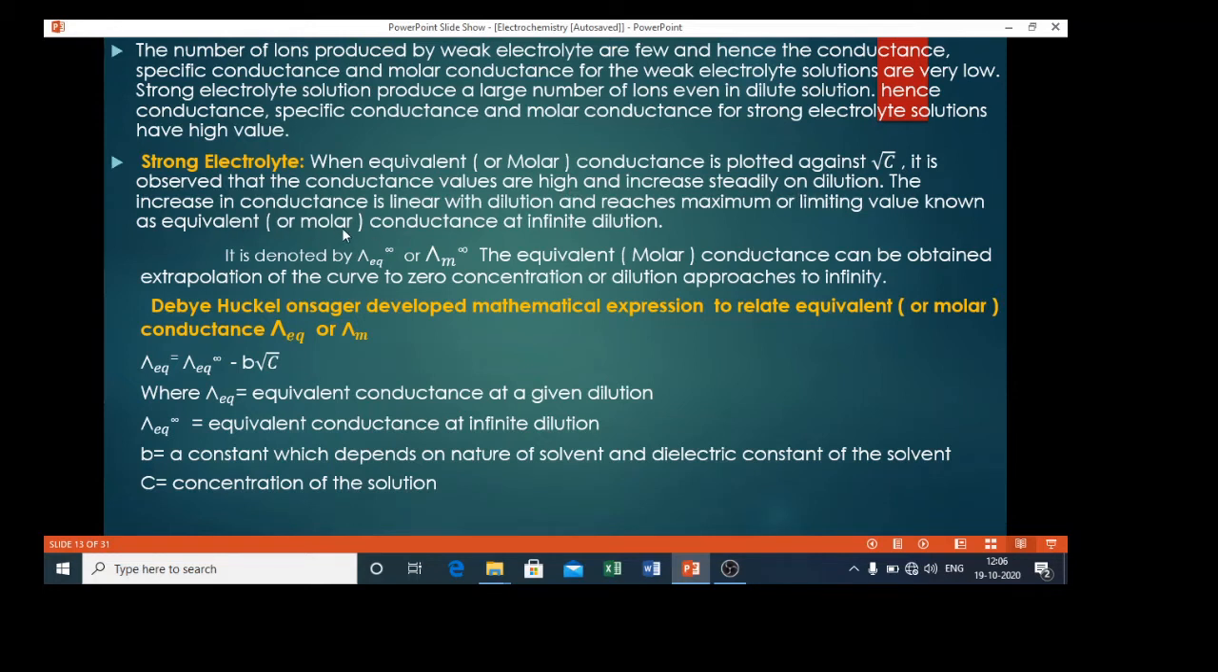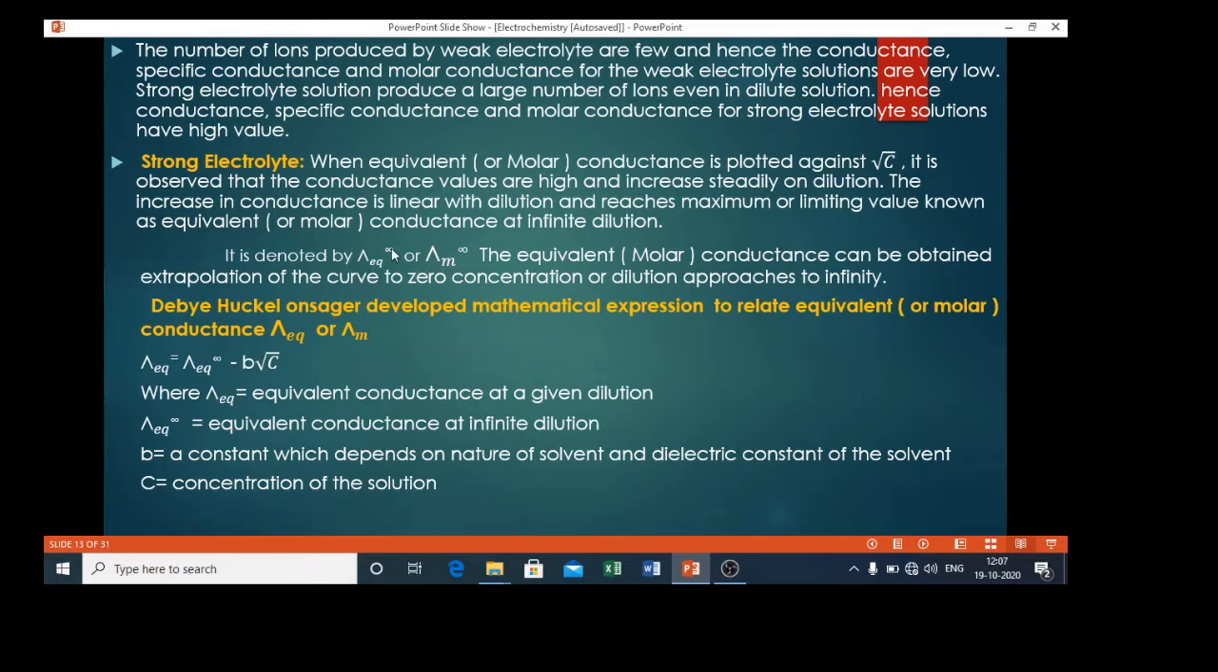The increase in conductance is linear with dilution and reaches a maximum conductance, which is called the limiting value, known as the equivalent conductance or molar conductance at infinite dilution. It is denoted by lambda eq infinity or lambda m infinity.